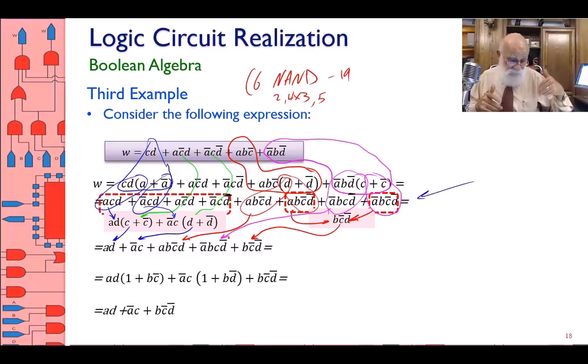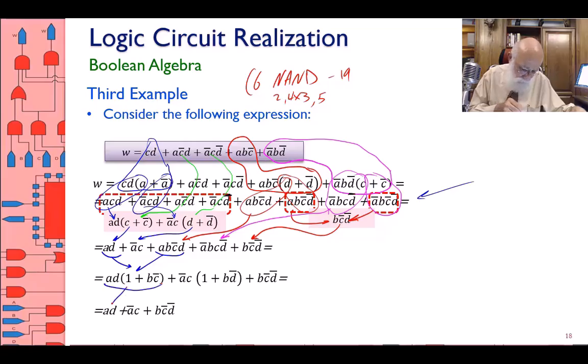Okay, this is what I have now. I'm going to take AD and factor out, take these two here. Okay, let me use the blue color. AD and AD from here. So that becomes 1 or B, C bar. 1 with anything is just 1, and therefore B, C bar drops, and therefore this whole thing reduces to this.